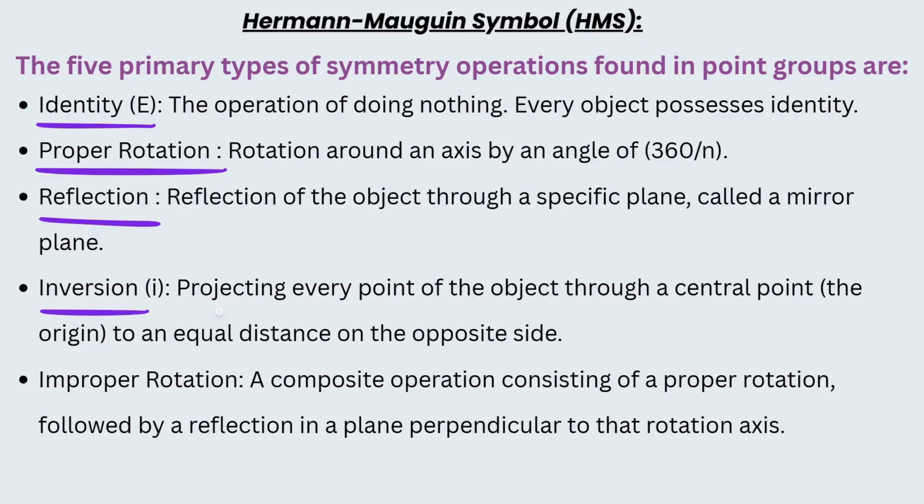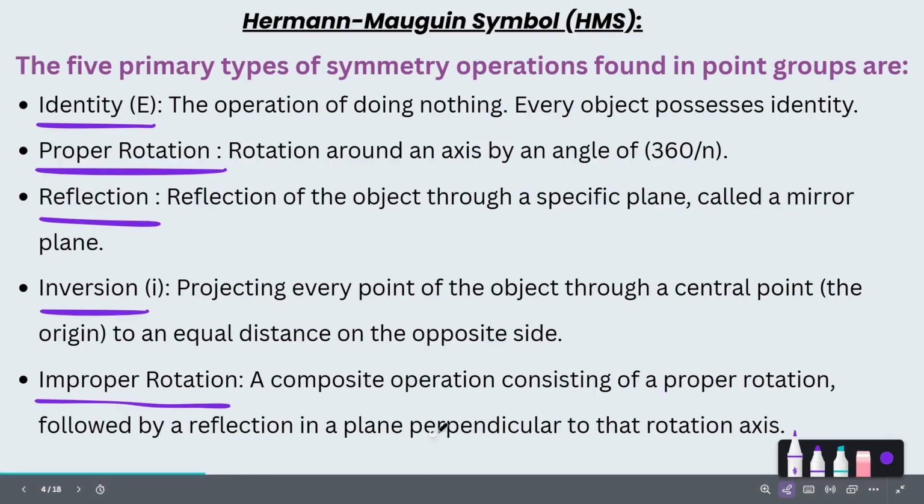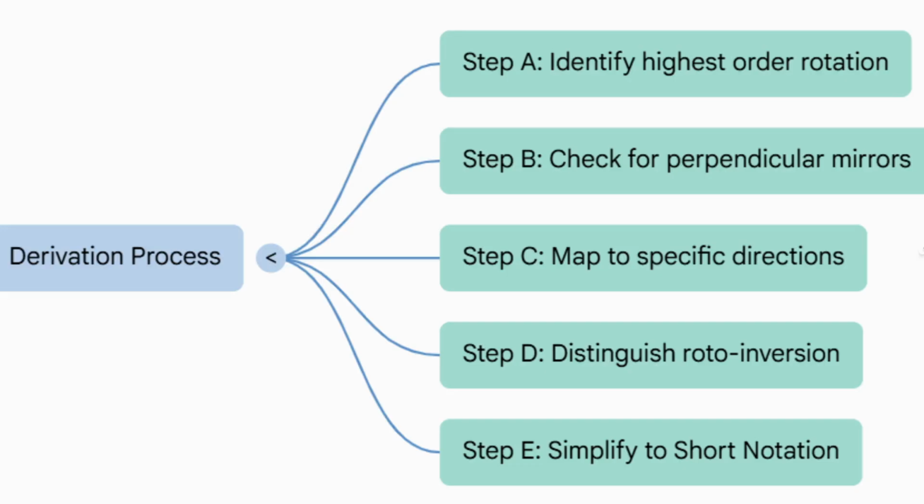And the inversion is nothing but it's from the center point, whether on both sides the objects have the same faces or not. And improper rotation is another one, which is composed of two different operations: rotation followed by a reflection in a plane perpendicular to the rotation axis. And these are the general processes which we follow to describe or to find a point group.